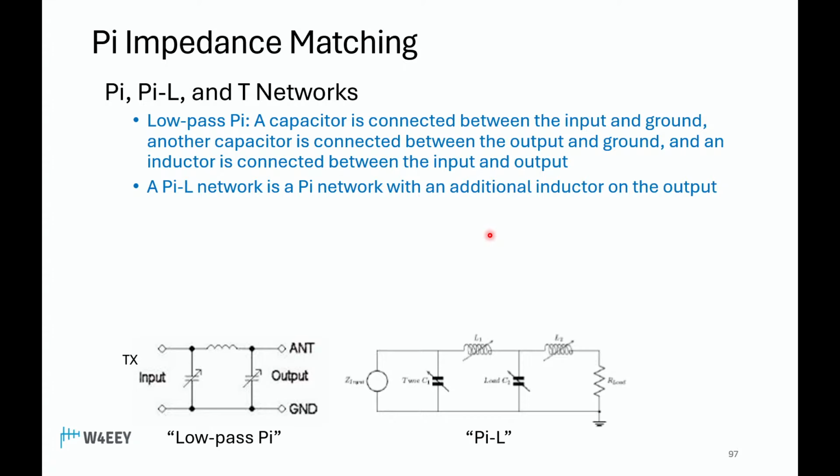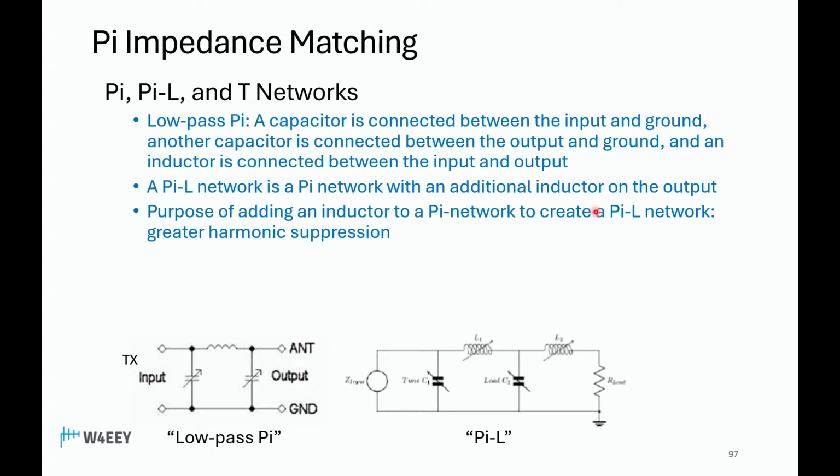The rest of them are a little clearer. A pi L network, down here, is a pi network with an additional inductor on the output. It doesn't ask us if it's a low pass. It is, because it's inductors. But in addition to the pi configuration, we have an additional inductor on the output. Well, why would we want that? The purpose of adding an inductor to a pi network to create a pi L network is greater harmonic suppression. So if you're transmitting on 40 meters, you don't want to be also putting out harmonics on 20 meters.